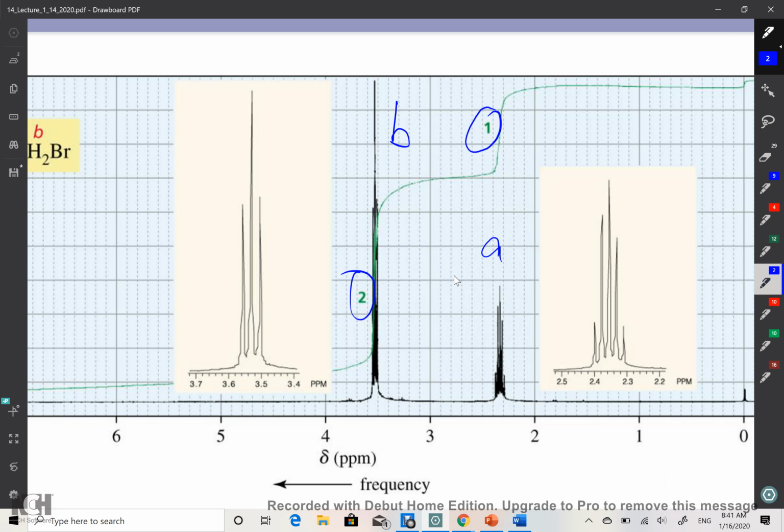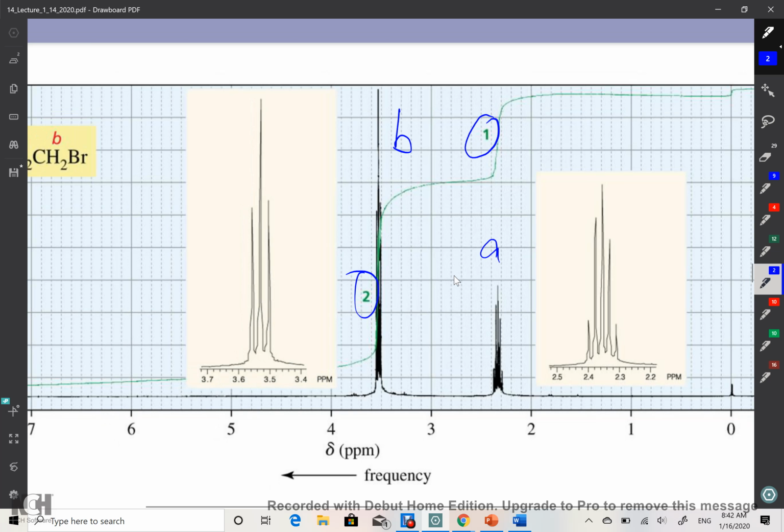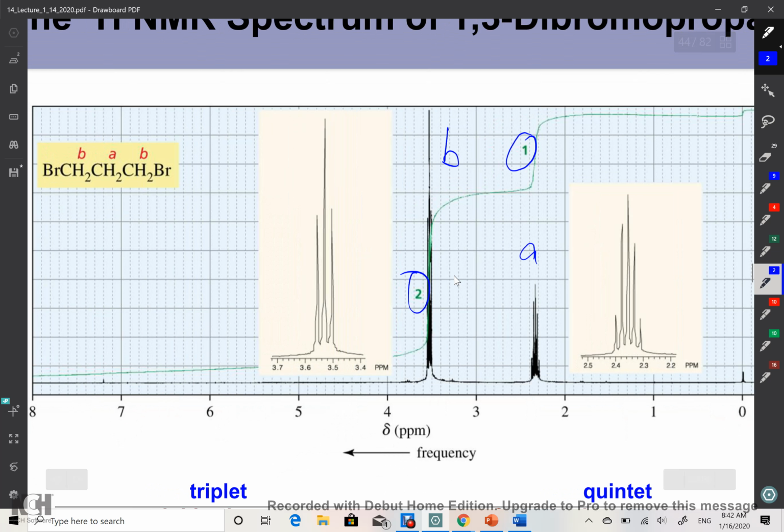So remember, I told you last time that integration can be the direct number of protons, or it can be a ratio. Does that make sense? And so here the integral was given as a ratio, 1:2. So you have 2 times as many protons in B than there are in A. Does that make sense? So in terms of multiplicity, that's where we're interested now.